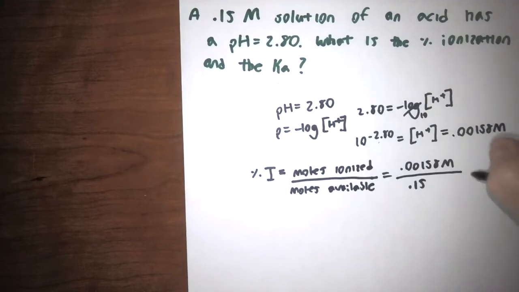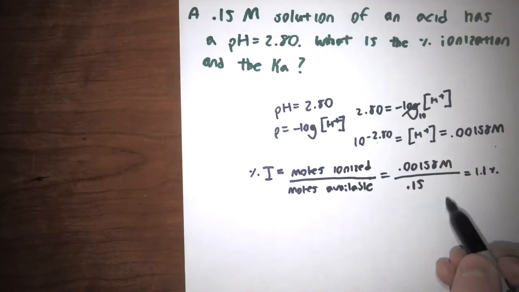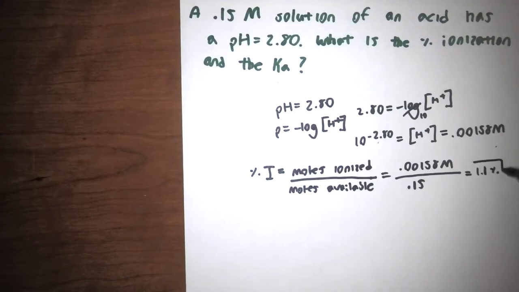We're good to go. You would multiply this by 100, because remember, this is a percent, so you should get 1.1%. Again, if you just ran the numbers here, you get 0.0011. Take it times 100, and you get 1.1%. So that is our percent ionization.